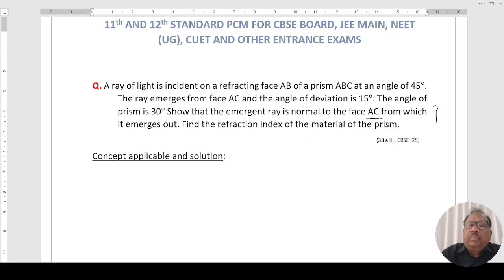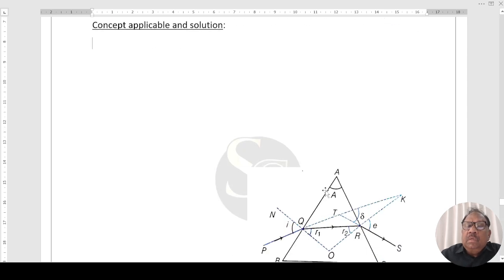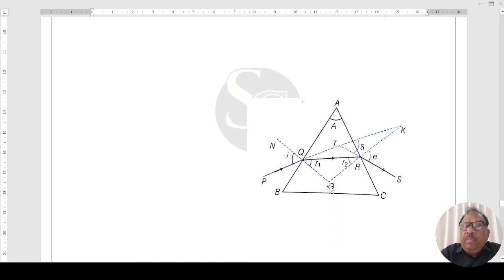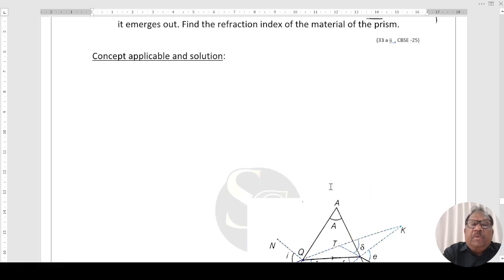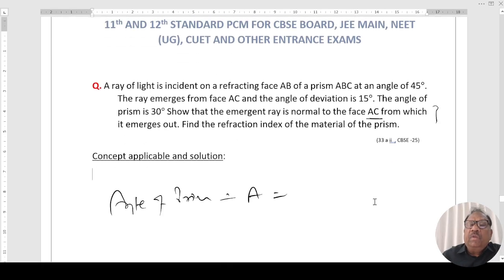Now, according to the question, this is the face AB, this is the face AB. Given the angle of prism, that is A. A is given to you as 45 degree.